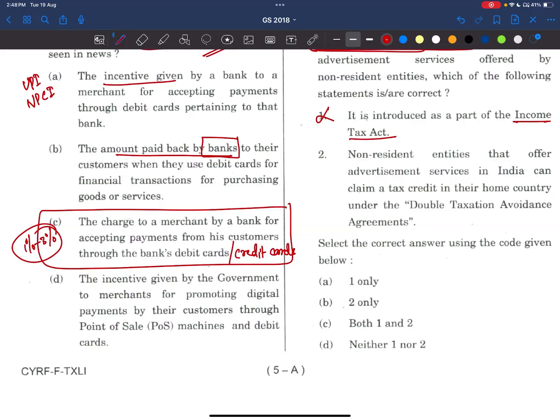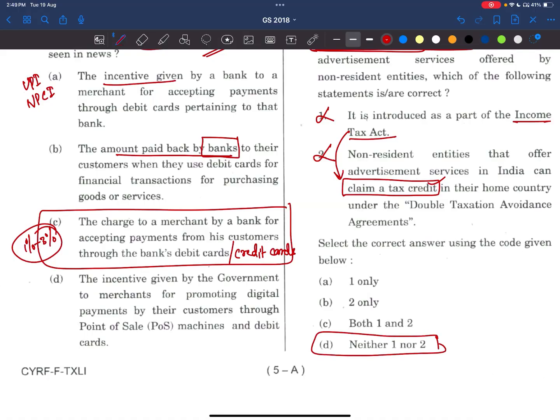Now, non-resident entities that offer advertisement services in India can claim a tax credit. Here it is telling claim a tax credit. This claiming a tax credit is part of Income Tax Act, but this tax is not part of Income Tax Act. So claiming an income tax credit is also not possible. Very basic thing: claiming an income tax credit is part of Income Tax Act and equalization levy is not part of Income Tax. That's it. If we know these points, we can solve this question very easily. See here, in their home country under the double taxation avoidance agreement. So of course these two statements are wrong. Answer is neither 1 nor 2.